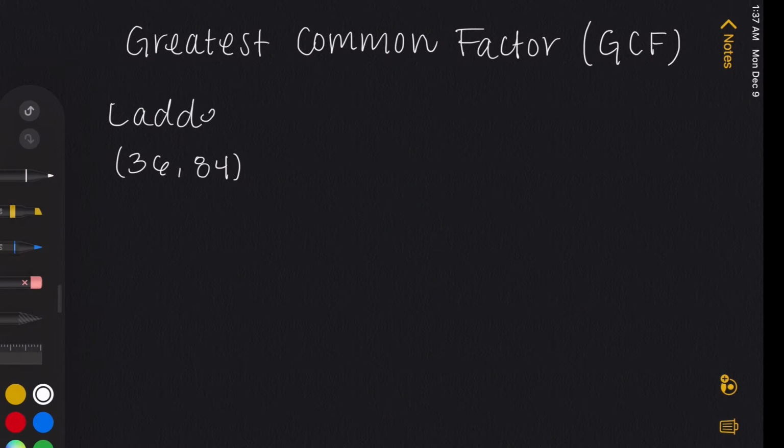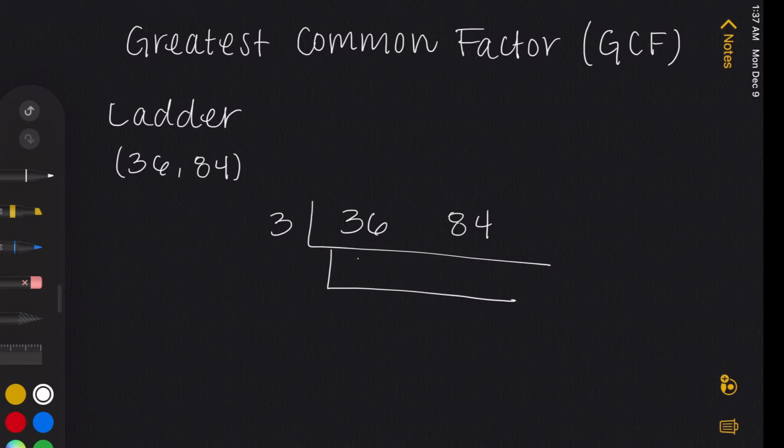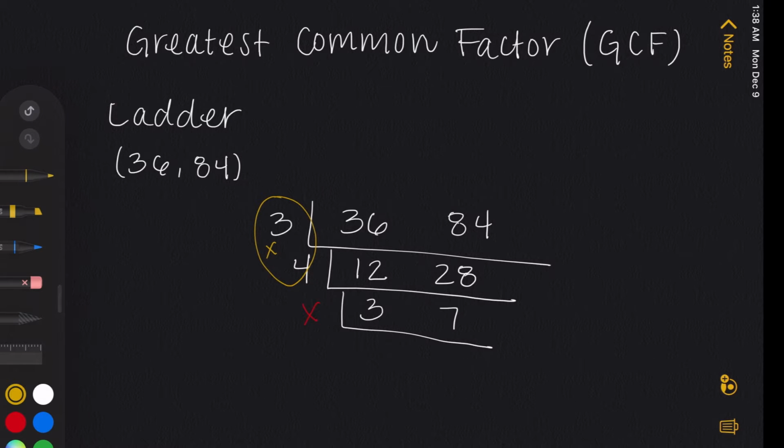For the second method, we would be using the ladder method. So here we would put 36 and 84 and ask ourselves, what goes into these two numbers? I chose 3. So then we would put as the remainders in the other box 12 and 28. We would see if another number can go into this, and I chose 4. Then we would have the remainders of 3 and 7. There is no other number that can go into these numbers, so then we would take 3 times 4 and we would get 12, which would then be the GCF.